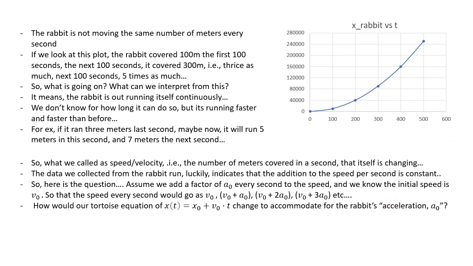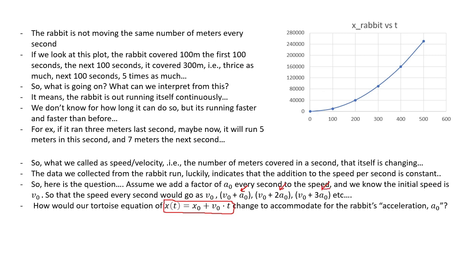We had a very simple equation which was very intuitive, with the knowledge of algebra, and with our knowledge that multiplication is nothing but a string of additions. The derivation of this formula was very simple for the tortoise. But now we know that this v naught, or the velocity itself, is not constant, and every second we see there is a bump in the velocity. It's going up by a factor of a naught.